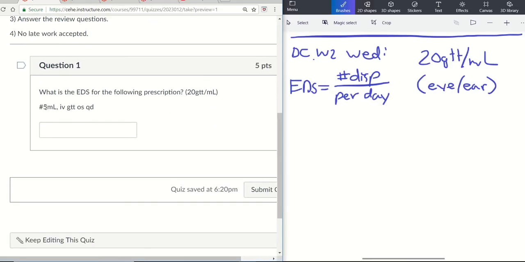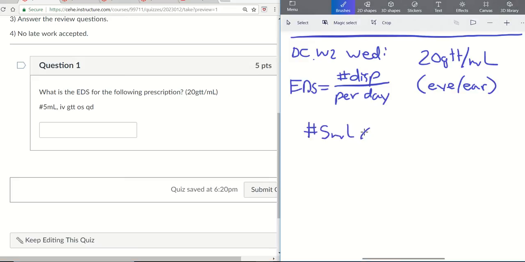So for example, we're dispensing 5 mLs. So let's convert that into drops. So 20 drops per ml. So that's going to yield us a total of 100 drops. So we'll use 100 drops to estimate EDS.